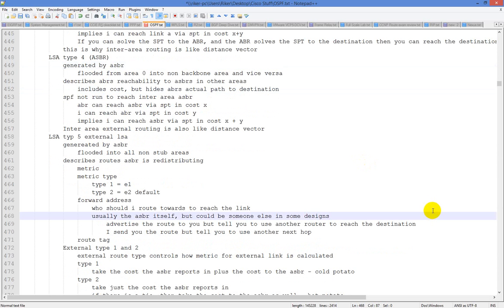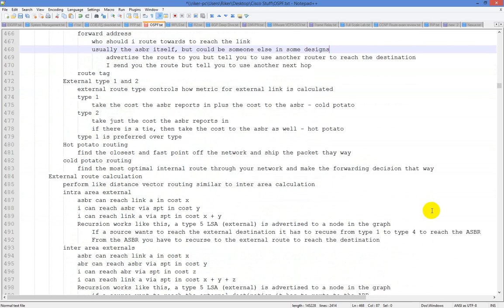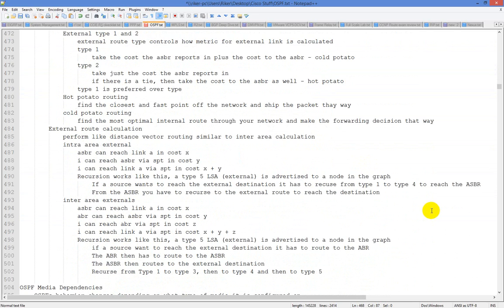And then we have type 1 and type 2 external routes. Let me just break this down a little bit more for you. It gets more interesting as we go along, and that's why I decided to take the time to show you guys this now before we got into it, because it's going to get more and more complicated to break things down. I'm going to rehash this over and over again. I'm going to be constantly showing you how to recurse and break things down.